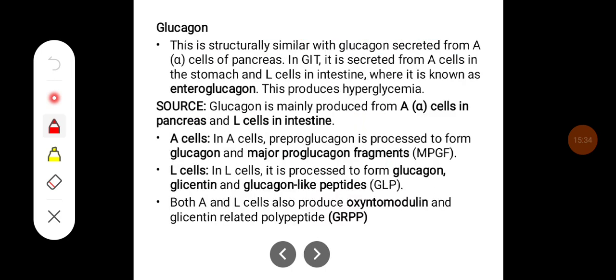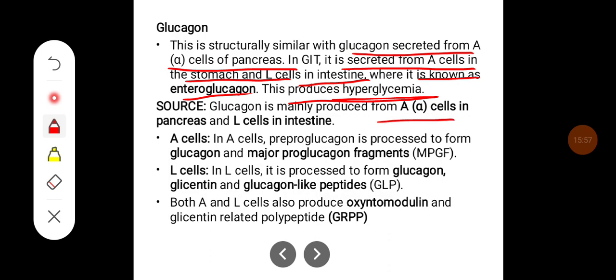Glucagon is structurally similar to the glucagon secreted from the A cells, alpha cells of the pancreas. In the GIT, it is secreted from A cells in the stomach and L cells in the intestine, where it is known as enteroglucagon. So this produces hyperglycemia. Glucagon is mainly produced from the A or alpha cells in the pancreas and L cells in the intestine.